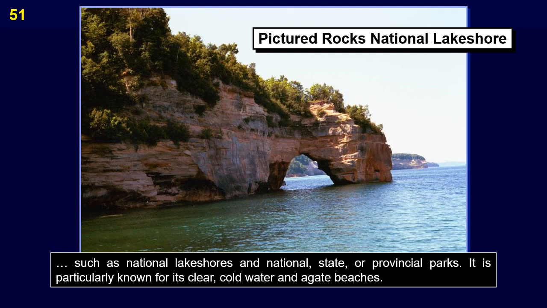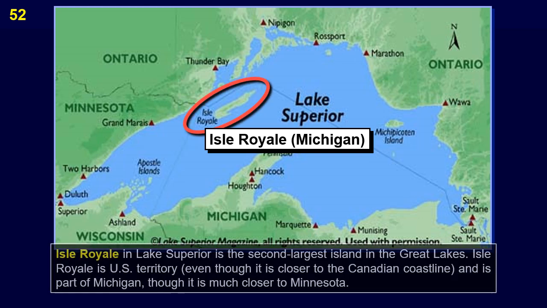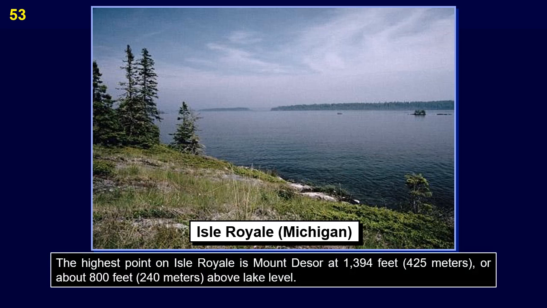It is particularly known for its clear, cold water and agate beaches. Isle Royale in Lake Superior is the second largest island in the Great Lakes. Isle Royale is U.S. territory, even though it is closer to the Canadian coastline, and is part of Michigan, though it is much closer to Minnesota. The highest point on Isle Royale is Mount Desert at 1,394 feet, 425 meters, or about 800 feet, 240 meters, above lake level.